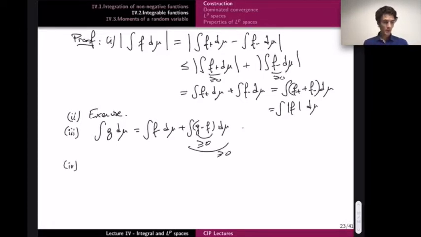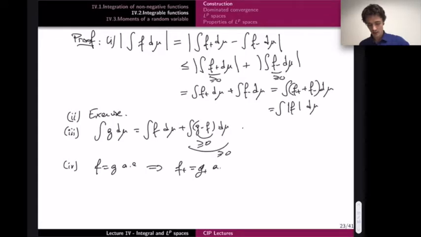For point 4, well, if f is equal to g almost everywhere, you can verify that this implies that the positive part of f is equal to the positive part of g almost everywhere, and same for the negative part. And therefore, well, I'll let you conclude, and you have proven your 4 points. Okay?